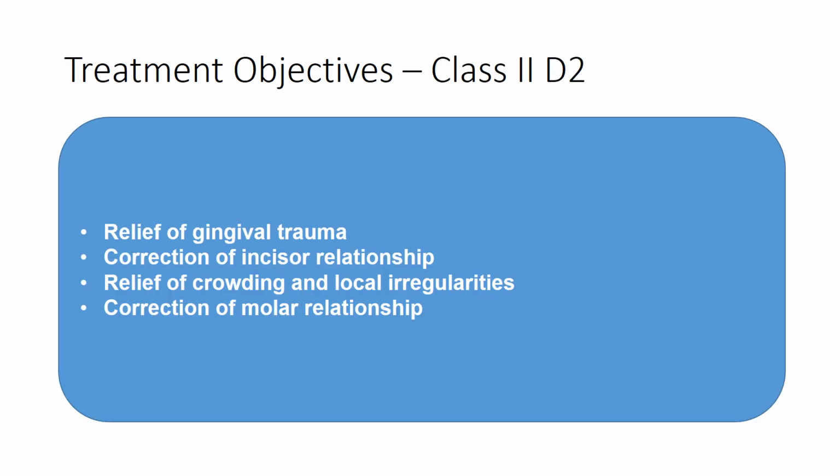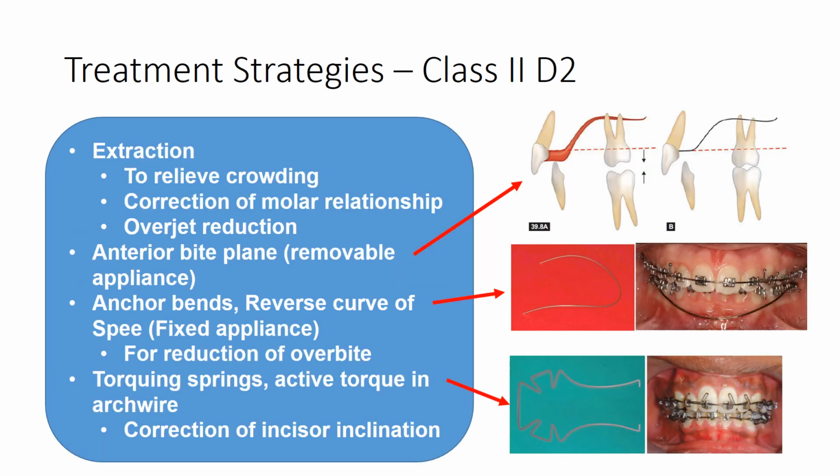Okay, what are the treatment objectives in a class 2 division 2 malocclusion? One is we need to achieve relief of gingival trauma, which can arise due to the deep bite. Then we need to correct the incisor relationship. We need to relieve crowding and correct local irregularities, and correct the molar relationship.